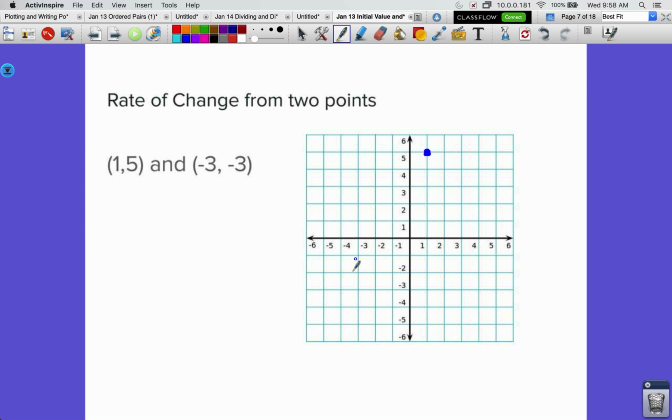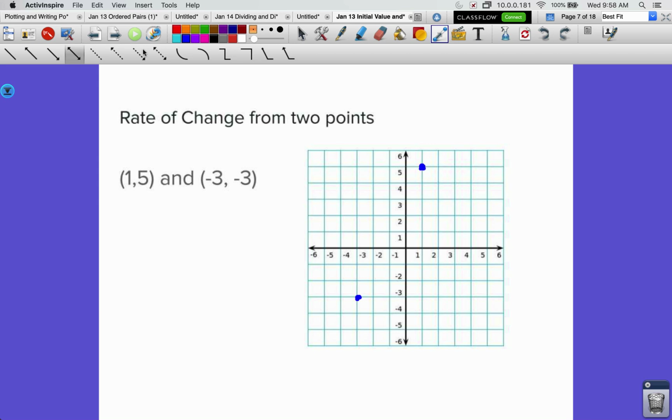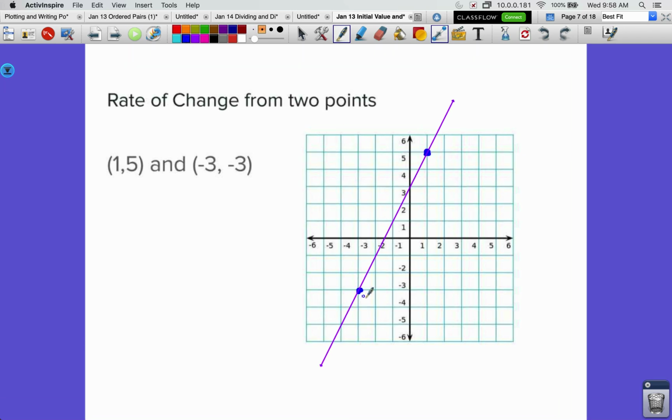Another -3 means down 3. So I'm down here. I can connect these up with a straight line, but then also create a slope triangle where I go along the grid lines, make a right angle, go straight over until I'm right underneath it, then straight up. And now I've got my slope triangle. I can calculate the slope.